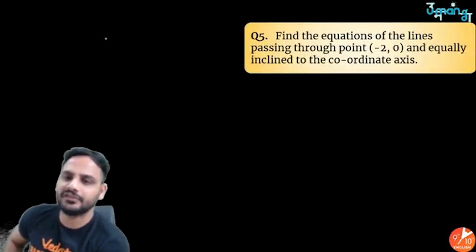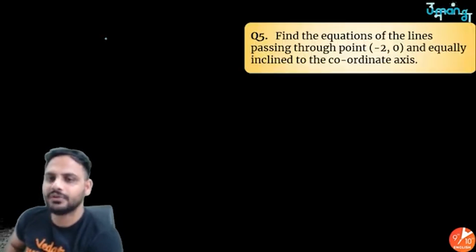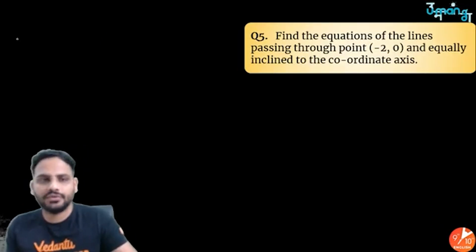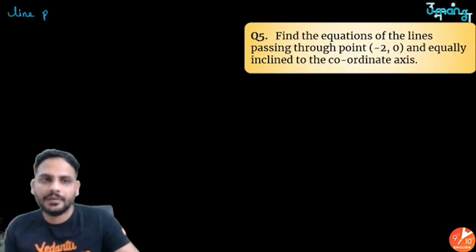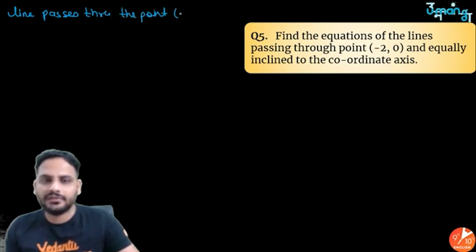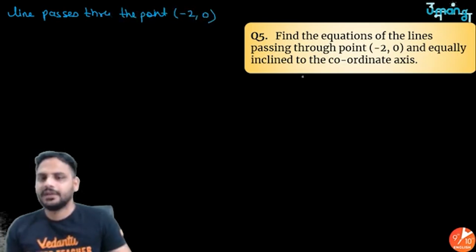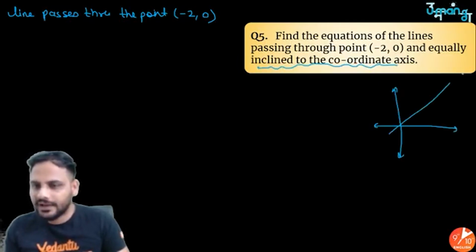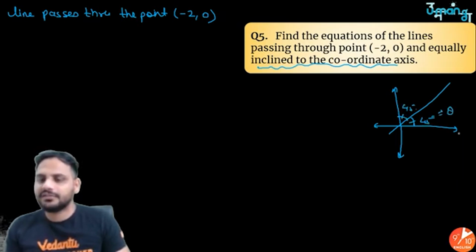Find the equation of the lines passing through the point -2, 0 and equally inclined to the coordinate axis. So beta, first thing I know is that the line passes through the point -2, 0. Second thing I know, it is equally inclined to the coordinate axis. That means if it is your y-axis, if it is your x-axis, the line is equally inclined. This angle and this angle are equal. That means it must be 45 degrees. So theta is equal to 45 degrees.